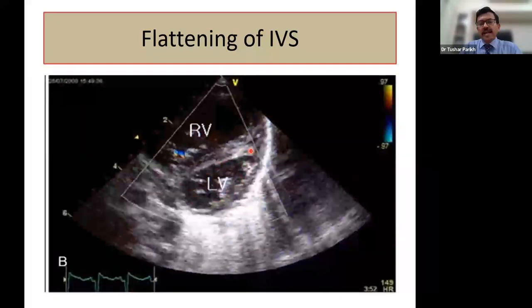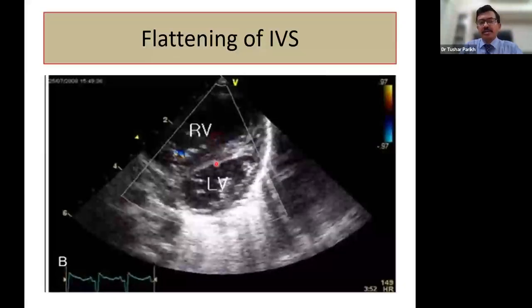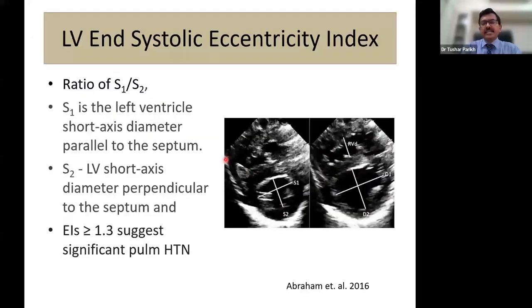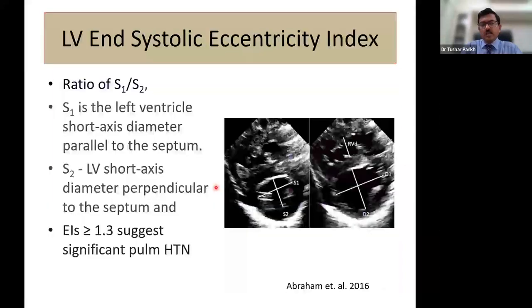So in a mild pulmonary hypertension, you may have a circular left ventricular cavity. In a moderate pressure, you have a D shape, and in a severe pulmonary hypertension, you have a crescentic kind of left ventricular cavity. So this is a left ventricular cavity which becomes crescentic. Okay, so now, is there any objective method of calculating this left ventricular shape?